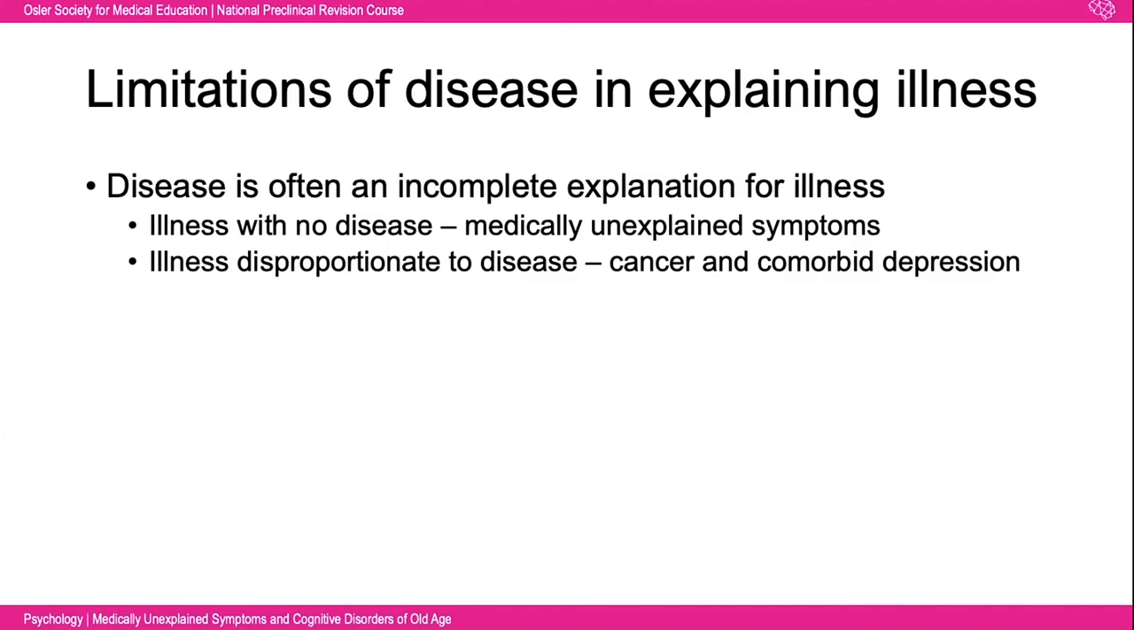While this is the case some of the time, there are limitations of disease in explaining illness. Disease is often an incomplete explanation for illness. This is exemplified by the fact that there may be illness with no disease, known as medically unexplained symptoms, or illness disproportionate to disease, such as an example that we will cover later of cancer and comorbid depression.